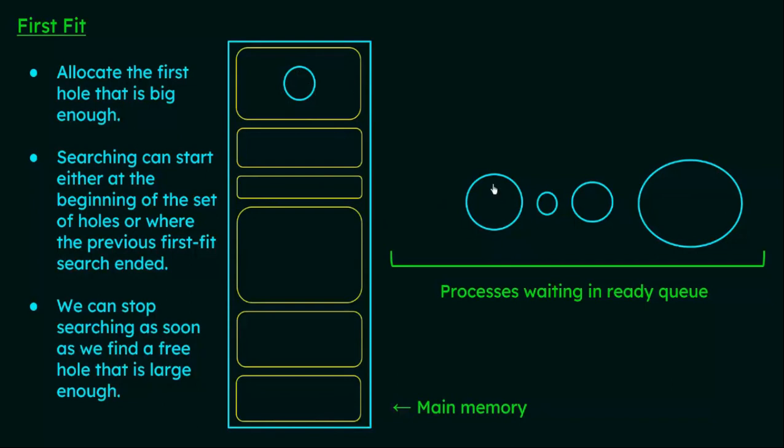Now coming to the second one. Let us see where this process can fit. If we try to fit it here, it is not going to fit, because this memory location is smaller than the process. Also, the third one is smaller than the process, so it is not going to fit there. Now what about here? Here we see that this is big enough to hold this process, so we can easily accommodate it in this partition.